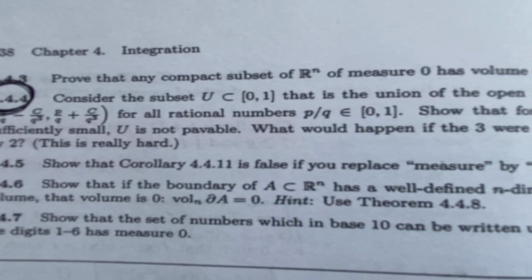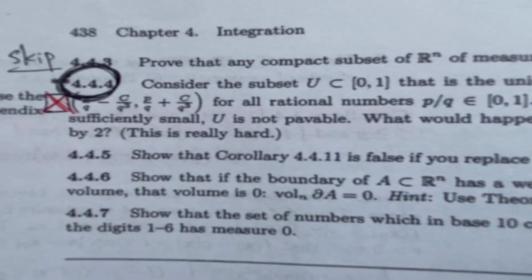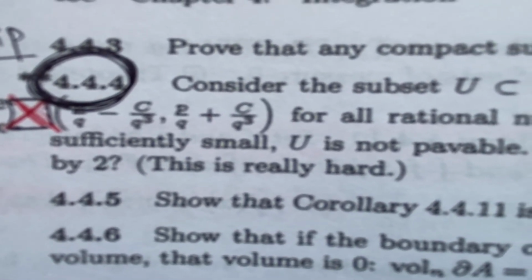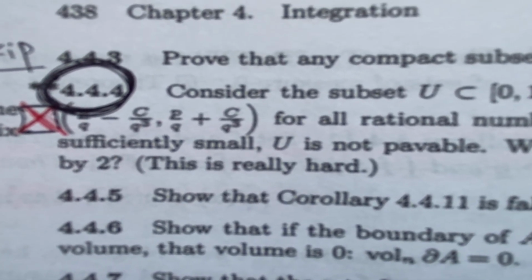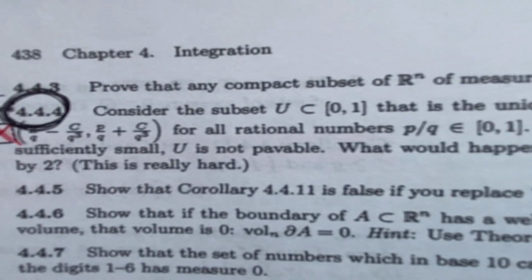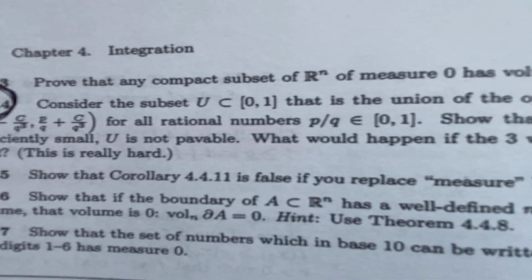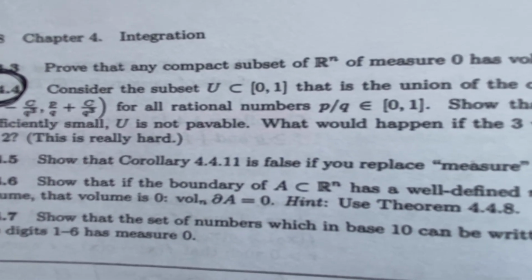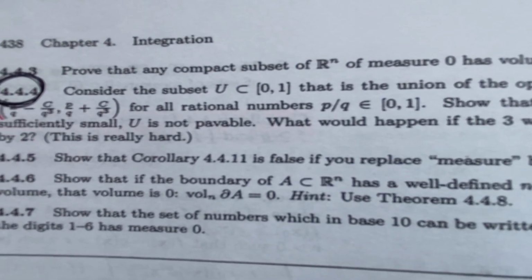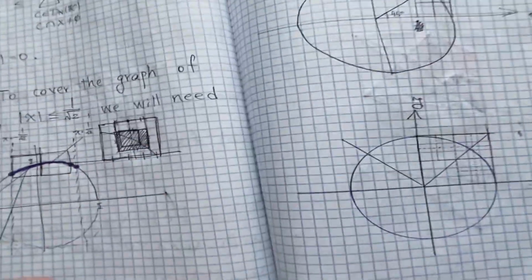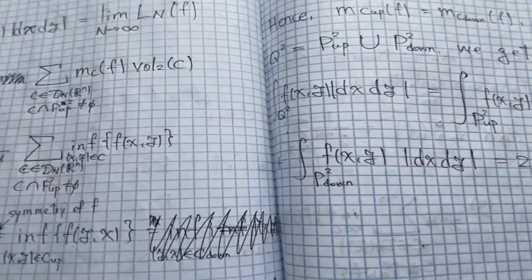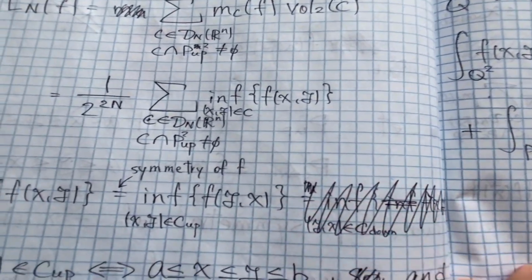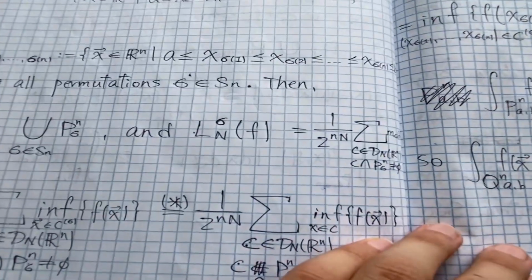Consider the subset U of the unit interval that is the union of the open intervals. Well, it's kind of erased in here, but it says p over q minus c over q cubed, comma, p over q plus c over q cubed, for all rational numbers p over q in (0, 1). Show that for c greater than 0 sufficiently small, U is not pavable. By pavable, we mean the indicator function for this set is not integrable. It's basically a question asking, for a certain topologically defined set on the real number line, it does not have a well-defined volume, or by one-dimensional volume, I mean the length of that set.